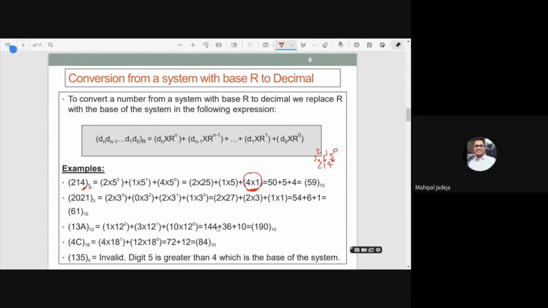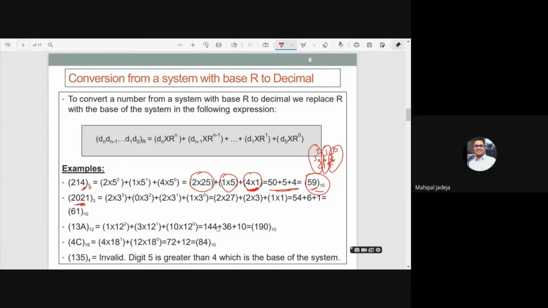The first term is 5 raised to 0 times 4, which is nothing but 4. The second term is 5 raised to 1 times 1, which is 5. And the third term is 5 raised to 2 times 2, which is 25 times 2, which is 50. If I add these three terms, I will get one number, which is the value in base 10.